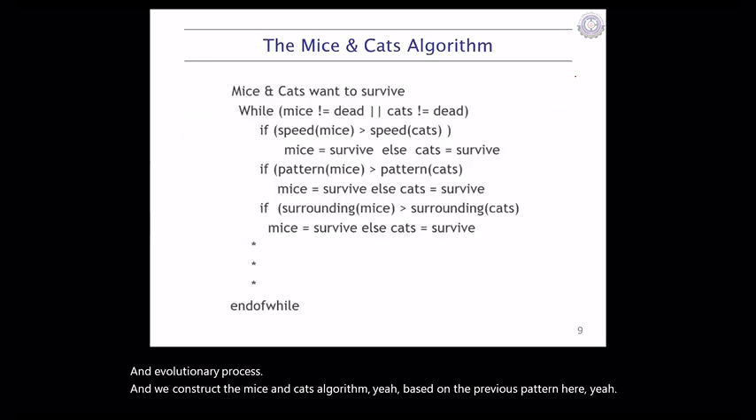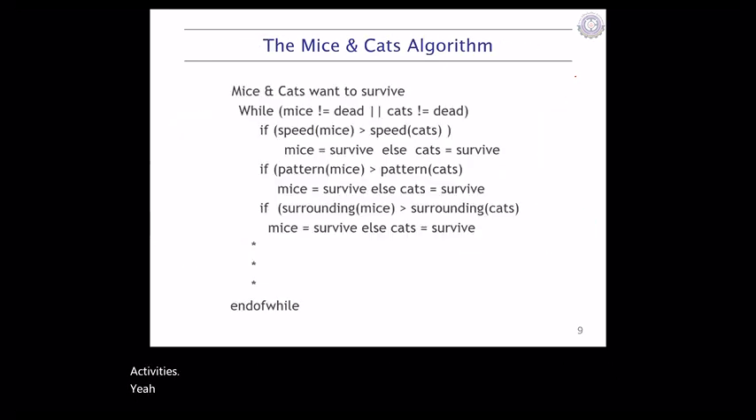If we construct the mice and cats algorithm based on the previous pattern, activities, or processes: the mice and cats want to survive. That is the objective. And while the mice are dead or cats are dead. So if speed of mice is more than speed of cats, then mice will survive. Else cats survive.